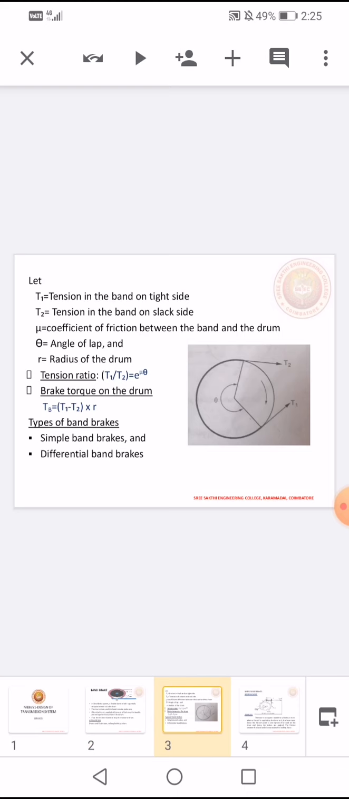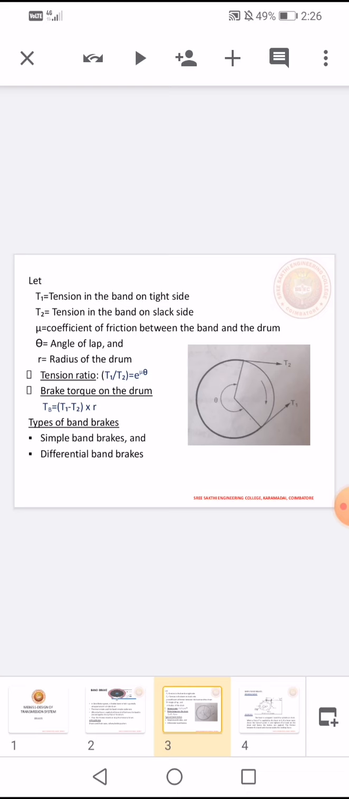Next one is tension ratio. We know that the tension ratio in belt or band is T1 divided by T2 equal to e power mu into theta. Next one is braking torque, that is denoted as TB. TB equal to (T1 minus T2) into R. T1 is tension in the band on the tight side, T2 is tension in the band on the slack side. This is the braking torque.